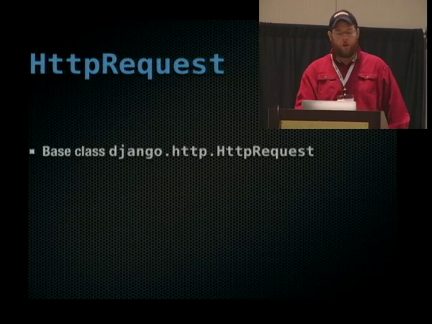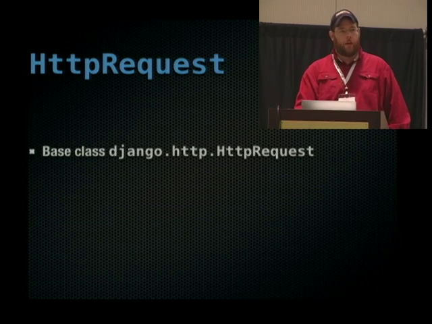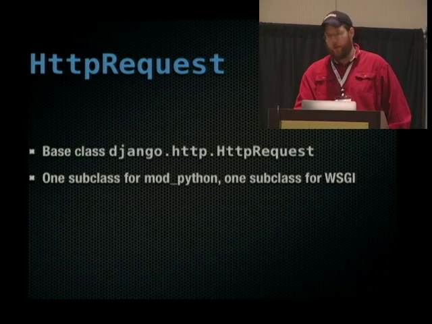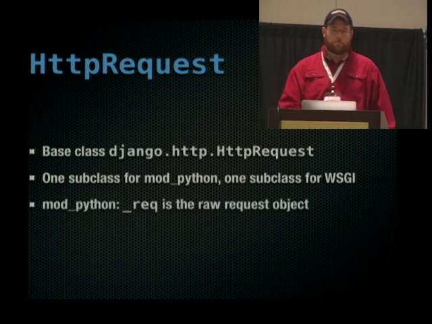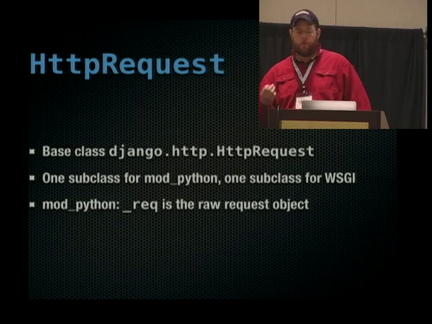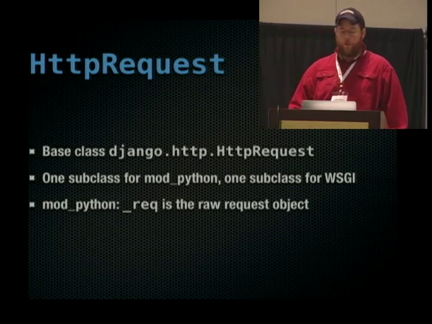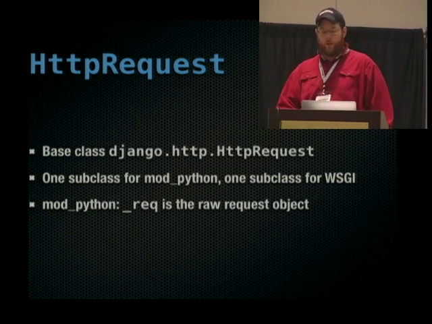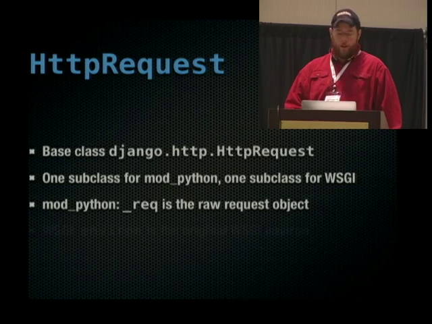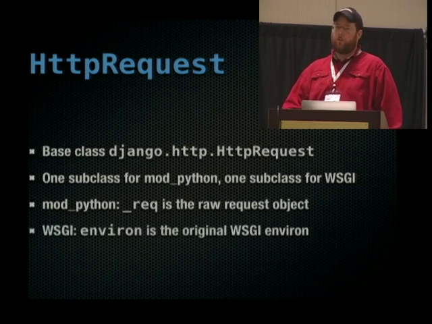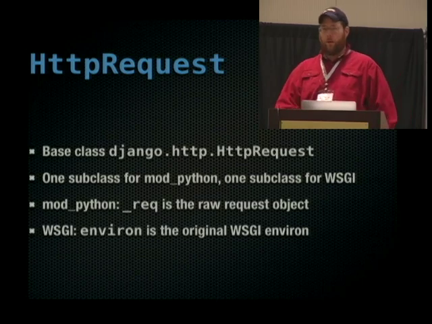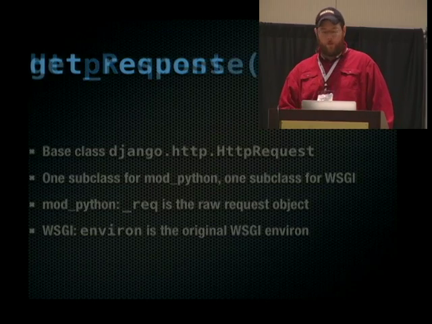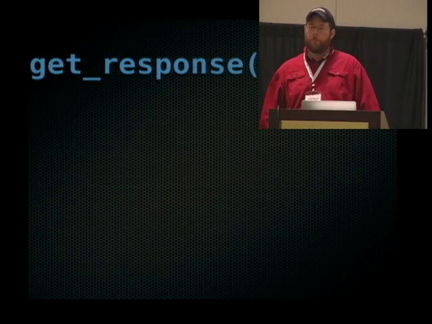We initiate our HTTP request. The base class is django.http.HttpRequest. Again, we have subclasses, one for ModPython, one for WSGI. Going forward, there will only be the WSGI one. If you're using ModPython for some reason, and if you are, please stop. There is an attribute on the request object called _req, with an underscore in front of it. That's the raw ModPython request object. If you are using WSGI, as you should be, and if you're not, start using it, there's an attribute called environ, which is the WSGI environment in which Django was invoked. So if you ever need to access that low-level stuff, it's in there.